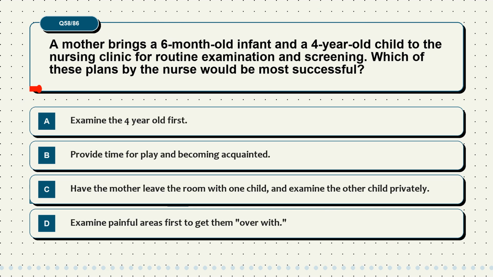Question 58. A mother brings a 6-month-old infant and a 4-year-old child to the nursing clinic for routine examination and screening. Which of these plans by the nurse would be most successful? Here are the options. Option A. Examine the 4-year-old first. Option B. Provide time for play and becoming acquainted. Option C. Have the mother leave the room with one child and examine the other child privately. Option D. Examine painful areas first to get them over with.